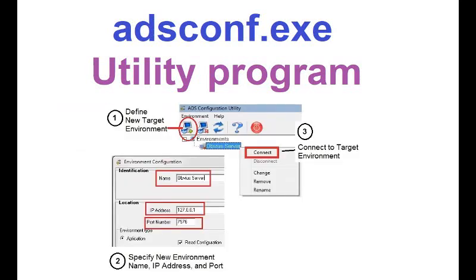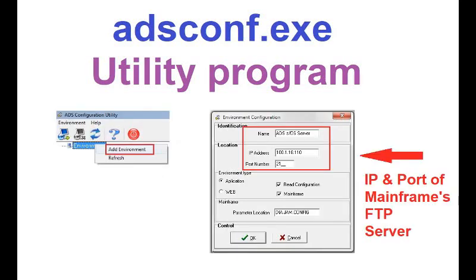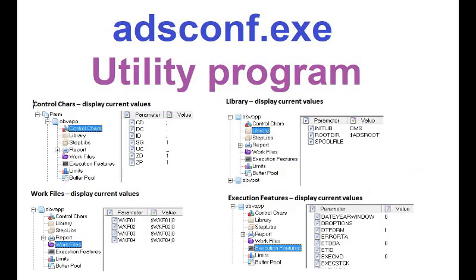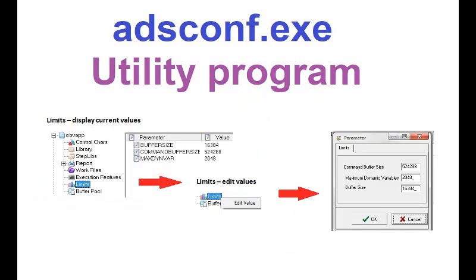For Linux, Unix, and Windows, this is the IP address and port where the Obvius server is running. Its default port is 7576. For the mainframe, this is the IP address and port number of the mainframe's FTP server. Click on Connect, and then adsconf will put the runtime values in the correct place on the target machine. For example, here we are changing the default values for several limits, such as buffer size.